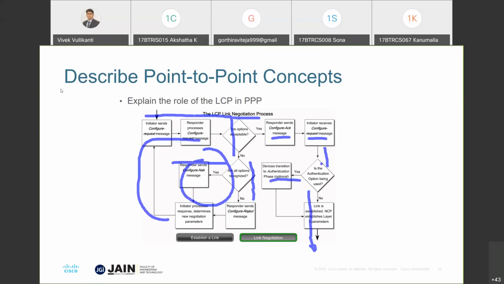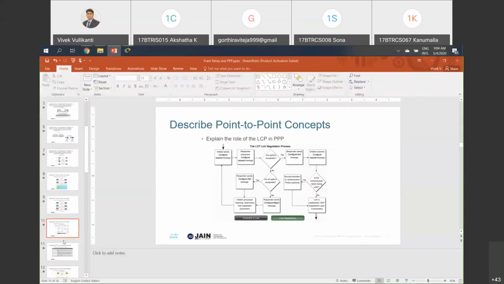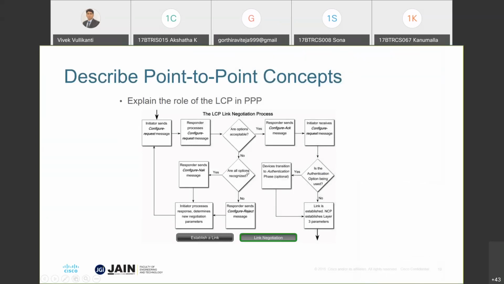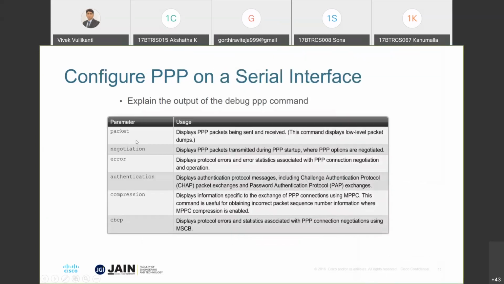So now, these are a few components again we're going to use. Probably we'll see this in a topology. We have packet or negotiation, error, authentication, and compression or CDCP. We'll see these points in the topology.